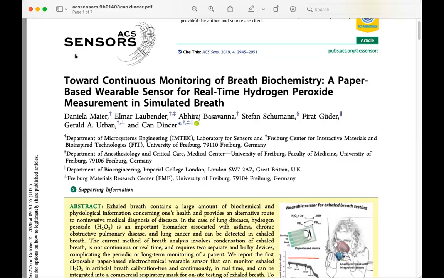All right. So I hope that you can see this paper. Please try to focus on the title first. Okay, this is not a review. This is a working paper, which means that the data from research work is carried out and published by their group. You can see "Toward continuous monitoring of breath biochemistry: a paper-based wearable sensor for real-time hydrogen peroxide measurement in simulated breath."